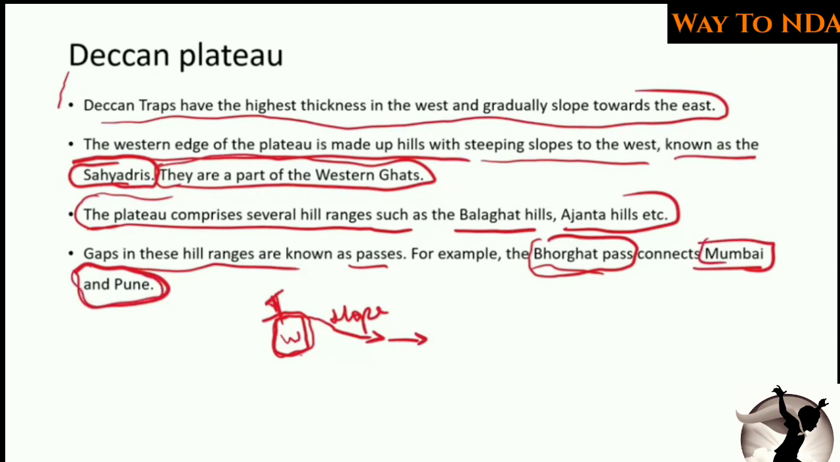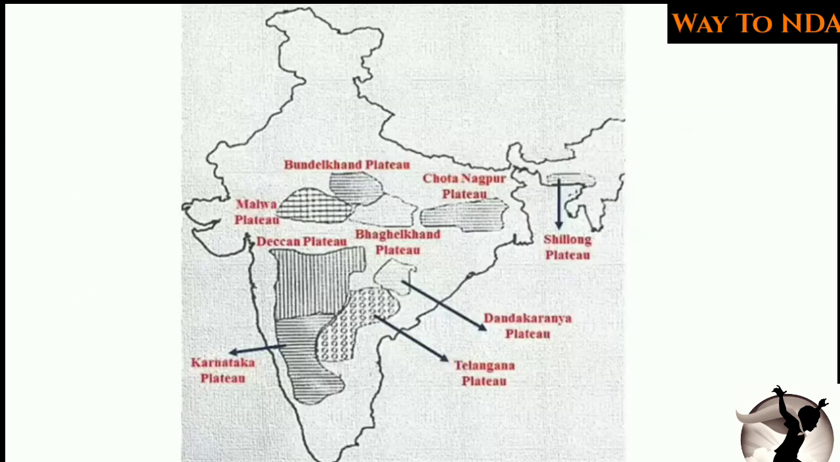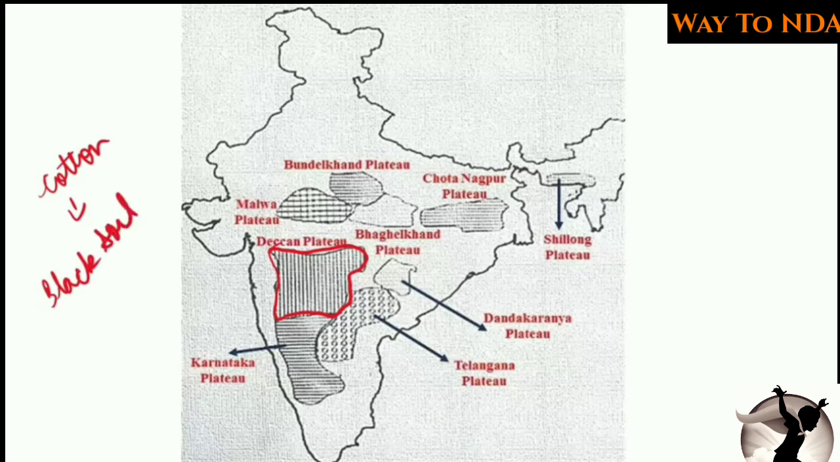So here you will find the Deccan Plateau, and mainly you will find basalt rock in it. Now the Deccan Plateau is also known for its black soil, and black soil is very useful and important for cotton production.